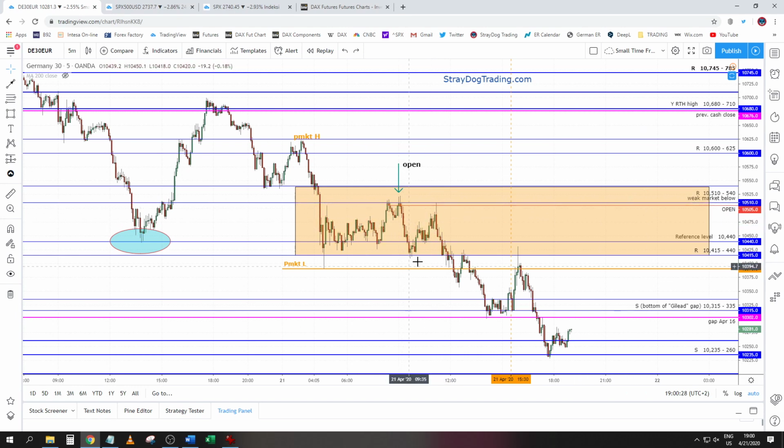Also, the other way around, when the market is strong, buyers would defend the opening level. In this case, weak market, sellers are the ones defending the opening level, not allowing the market to go any further above. And this, like yesterday, was the RTH high of the day, made immediately after the open. So that would be our first opportunity here.